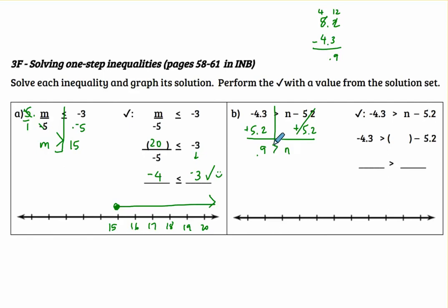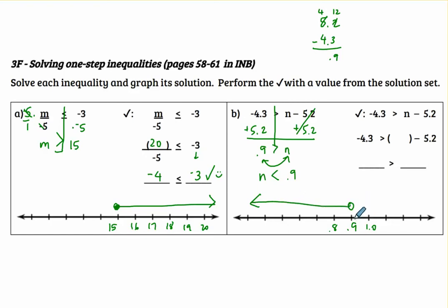So my answer is 0.9 is greater than n, but that is really tricky to graph. We want to flip these around so that my variable is first and my 0.9 is last. And since I've flip-flopped the order, I got to flip-flop the symbol. And so now if this is 0.9 and maybe this is 1.0 and let's say this is 0.8, I'm going to have an open dot and it's going to point in the same direction as my symbol.